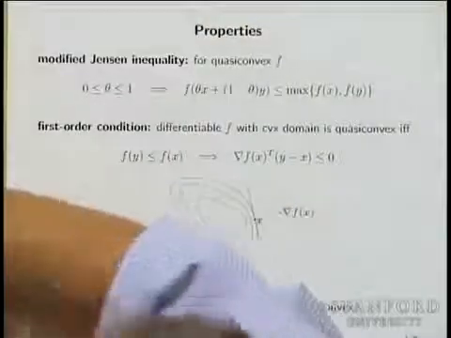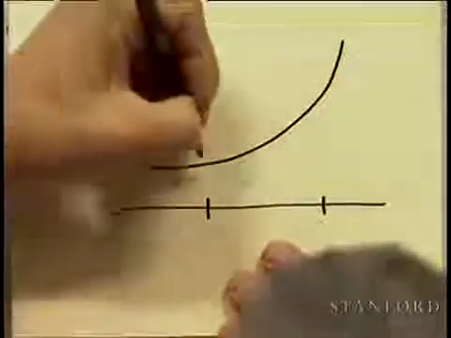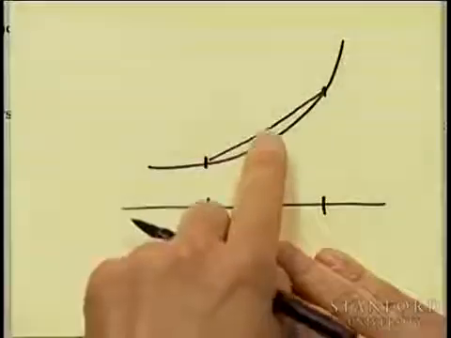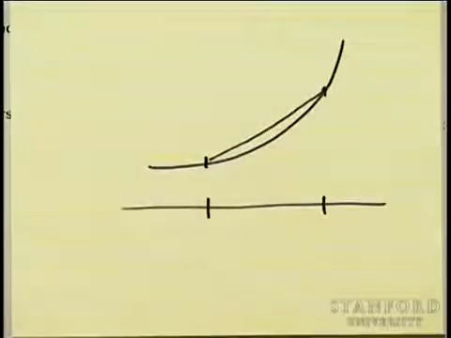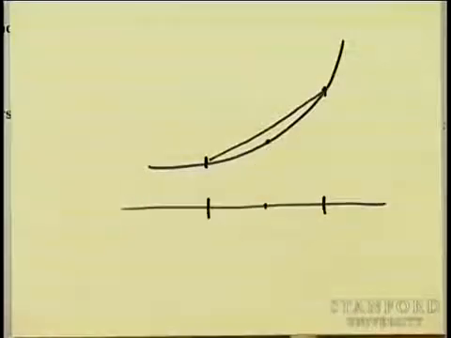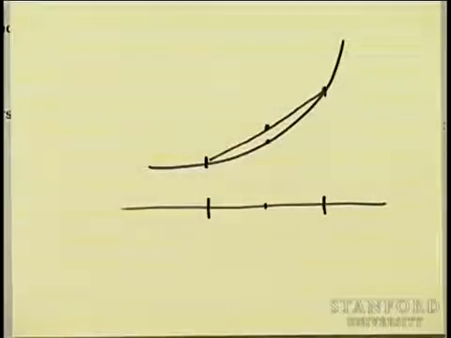Now for quasi-convex functions, there's a modified Jensen's inequality, and let me just draw it because it's better to draw it. Jensen's inequality says something like this. You have 2 points like this, and let me draw a convex function first. It basically says that if you draw this line, the chord lies above the graph. For example, f at the midpoint is smaller than the average value of f.